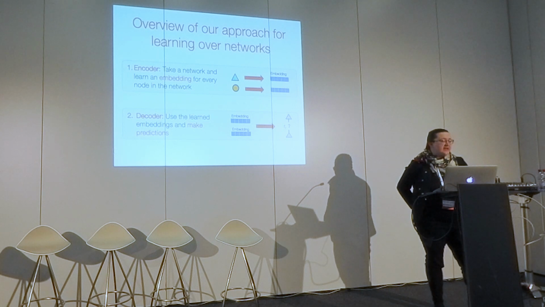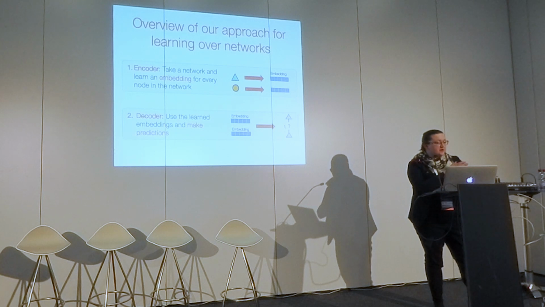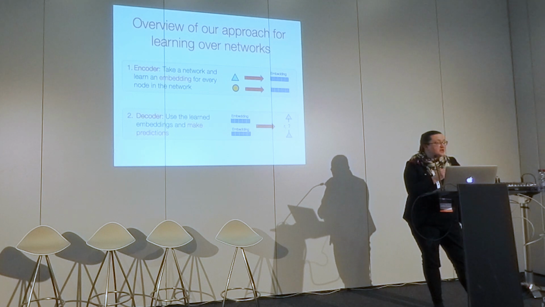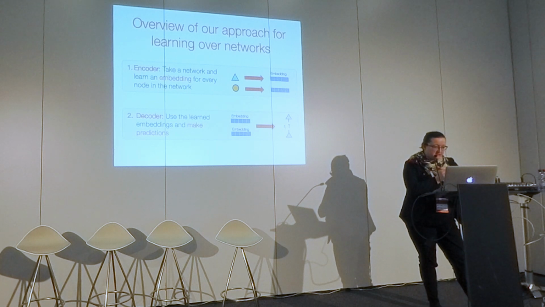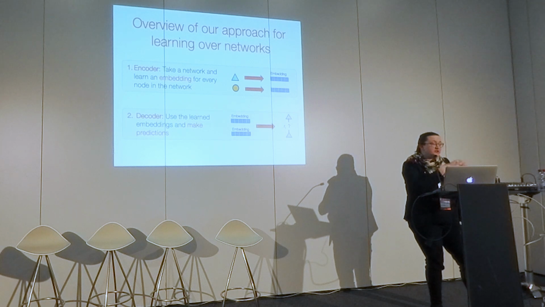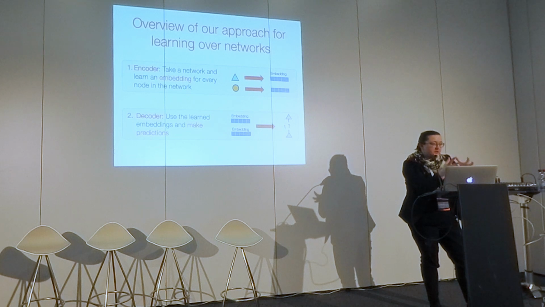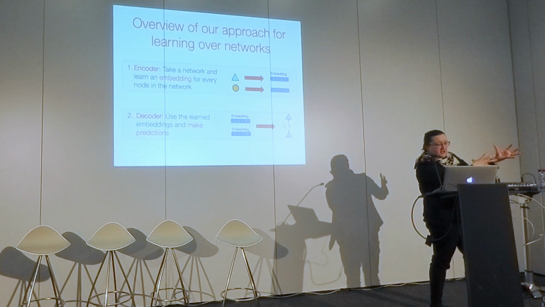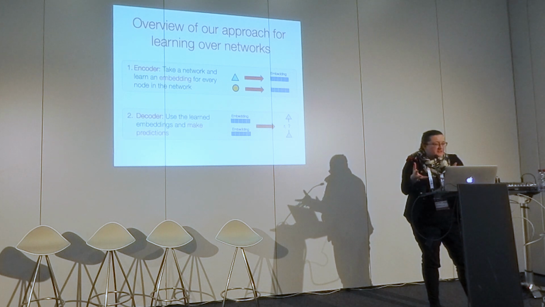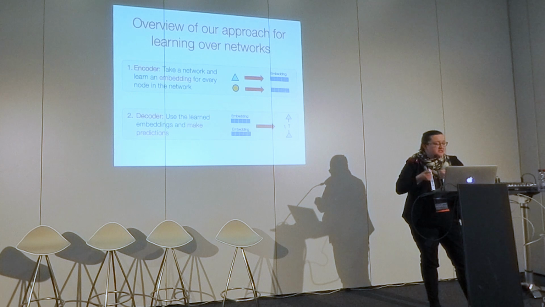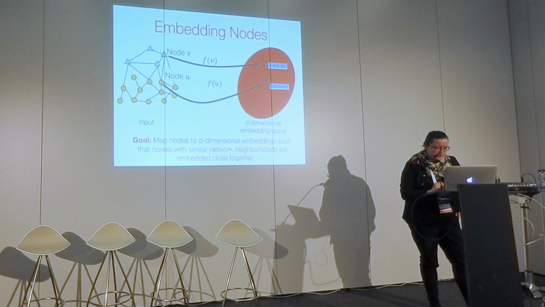And the first component is the idea of encoder, where what it does, it takes our network that we have seen in the previous slide, it learns an embedding for every node in that network, and I will define embedding next. And then in the second stage, when we have learned the best way to project our network to some low-dimensional embedding space, which is compact, then we leverage that compact space in order to make predictions. So just let me spend a minute on the encoder component.